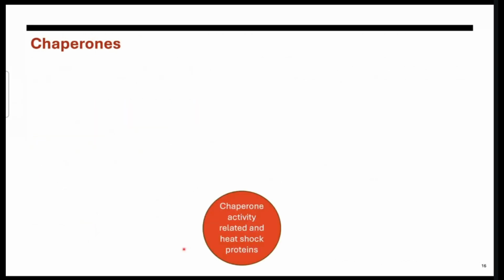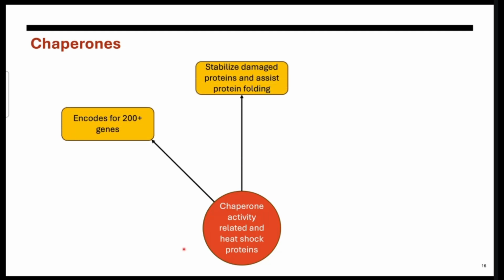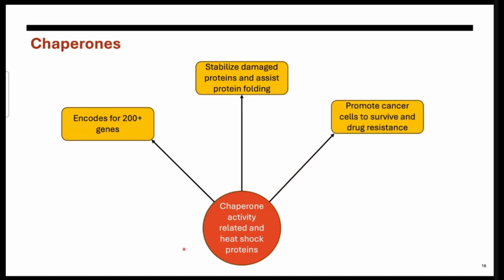So we focused on one special set of proteins called chaperones. Chaperones, which also include heat shock proteins and chaperone activity proteins, encompass 200-plus genes, and they mainly help stabilize damaged proteins and assist in protein folding. They also help cancer cells survive and promote drug resistance.